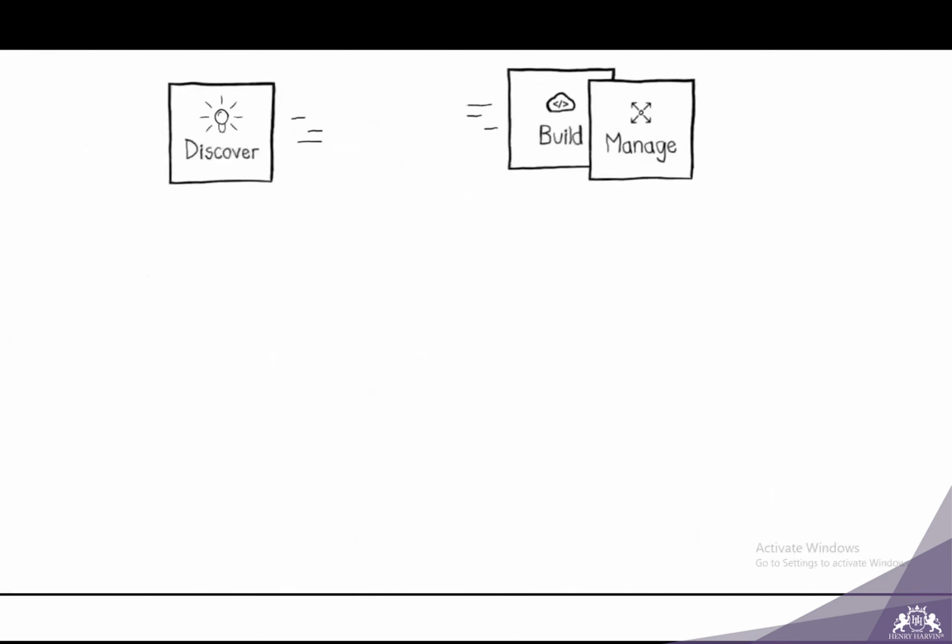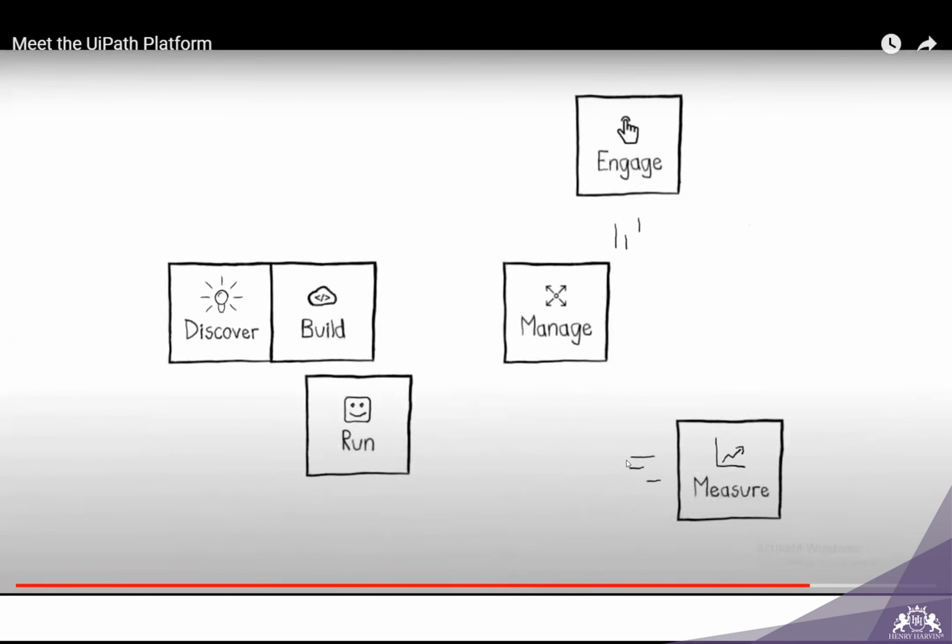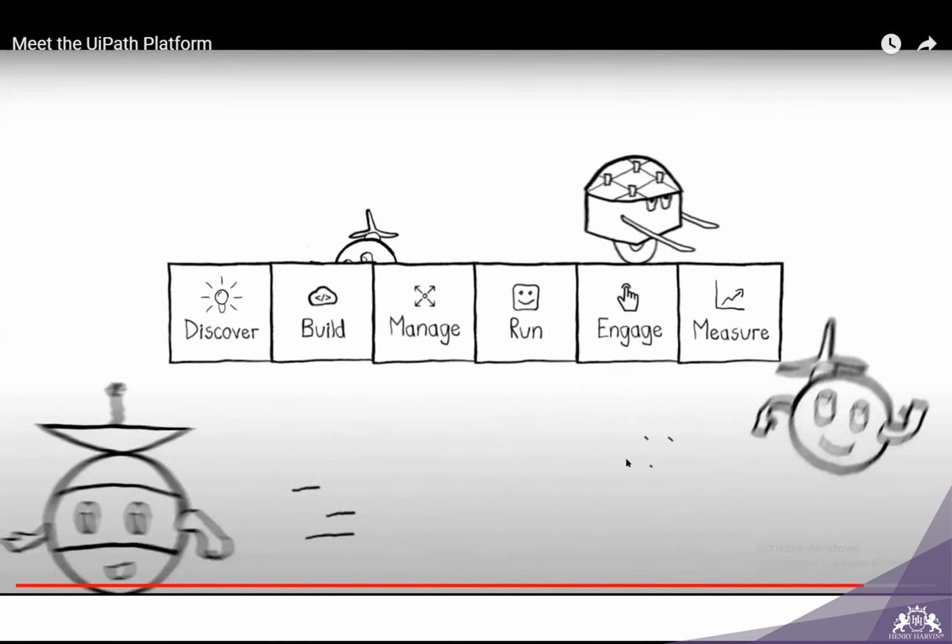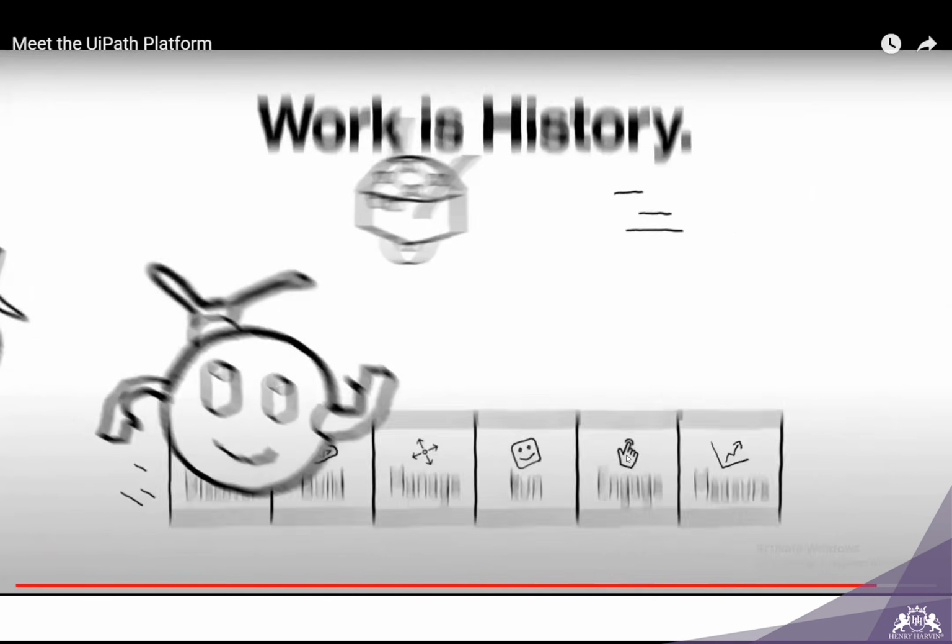The UiPath platform for hyper-automation. It's the world's only comprehensive RPA platform that gives the people what they want, from discovery to measurement and all the wonderful robots in between.